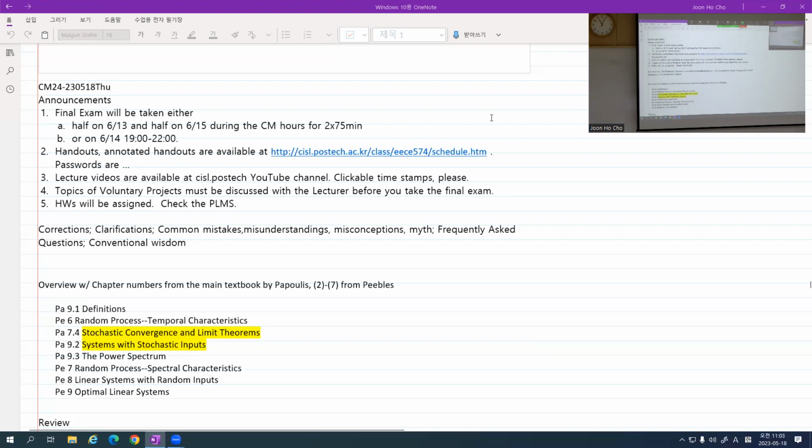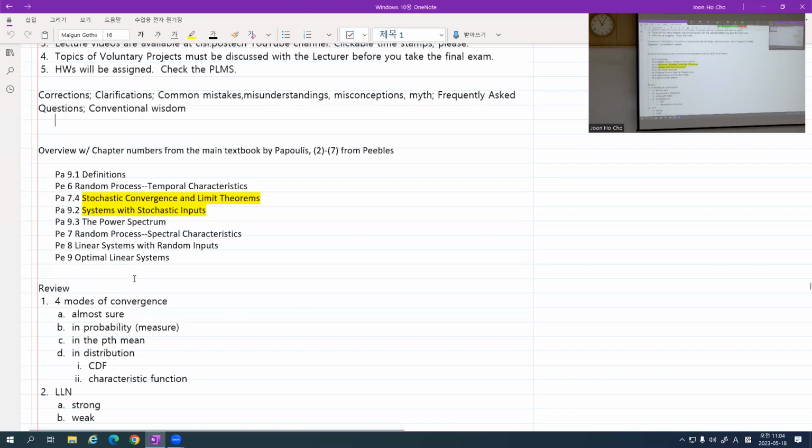You are not required to do the voluntary project because it does not affect your grade, even if you do not submit, okay? But for those who submit a voluntary project, if I rate that deliverable as acceptable, then your grade will be 1 grade higher than the original grade, okay? I found no correction or clarification needed.